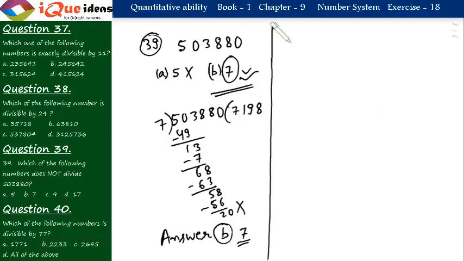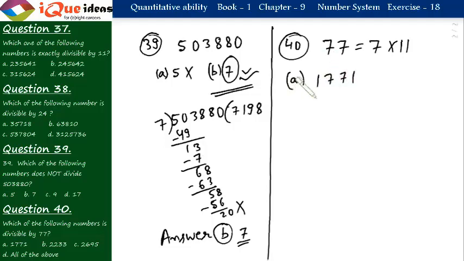Now let's take up question number 40. It says, which of the following numbers is divisible by 77? Now you see 77 is 7 into 11. So it's easier to check the divisibility by 11. So first we'll check for 11. We'll have to check the options.